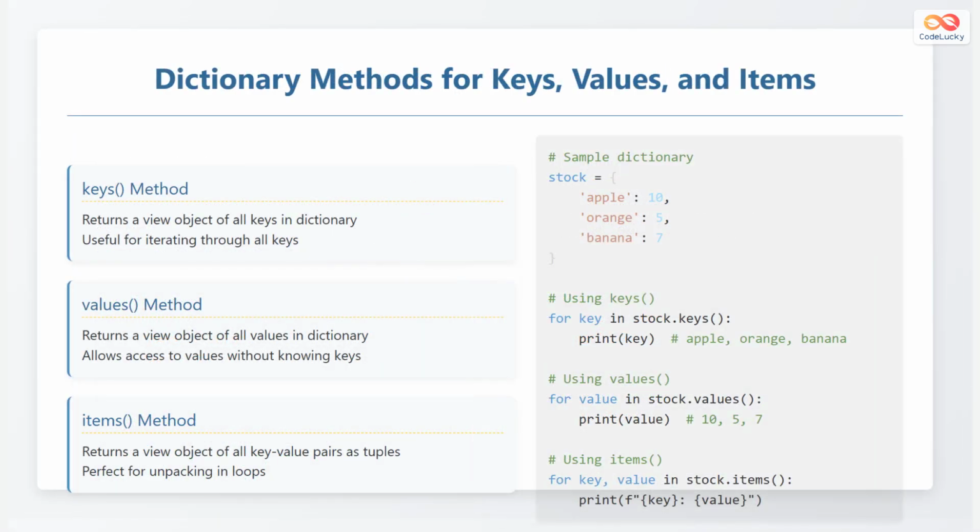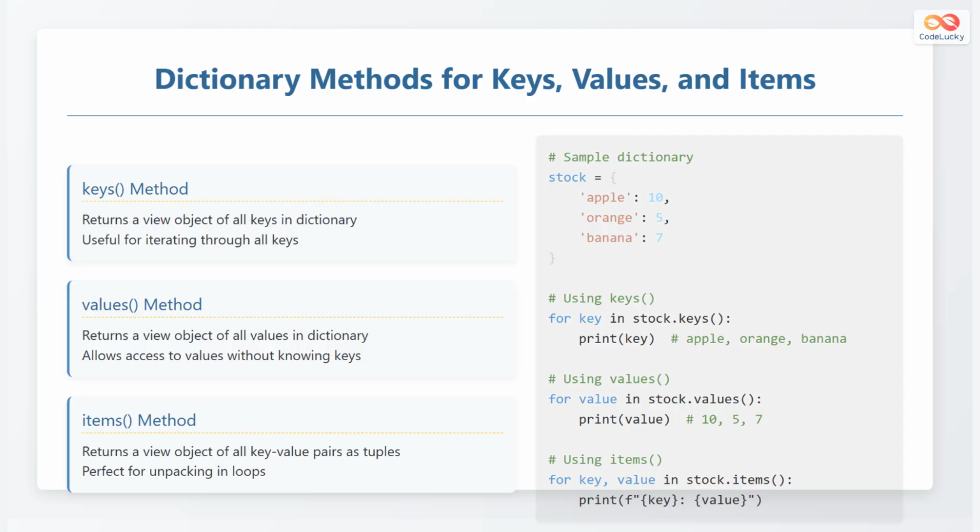Now let's explore methods to extract keys, values, and items from a dictionary. The keys method returns a view object containing all the keys in the dictionary, which is useful for iterating through the keys. The values method returns a view object of all the values in the dictionary, allowing access to values without knowing the keys. Lastly, the items method returns a view object of all key value pairs as tuples, perfect for unpacking in loops.